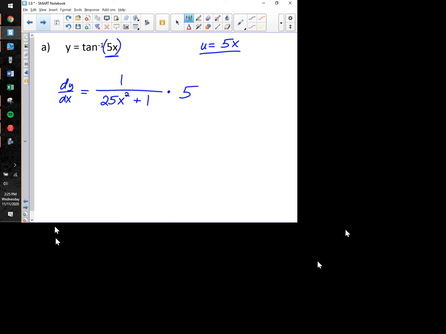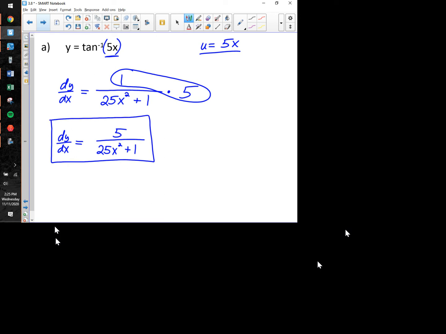There isn't a whole lot to do to be able to simplify this, but maybe now you guys see what I meant when I said we probably shouldn't have written the 1 right there. The one thing you can do is multiply the 1 times the 5 from the chain rule and make this a 5 over 25x squared plus 1. And that, everybody, is as good as it's going to get. So there's the derivative of y with respect to x.